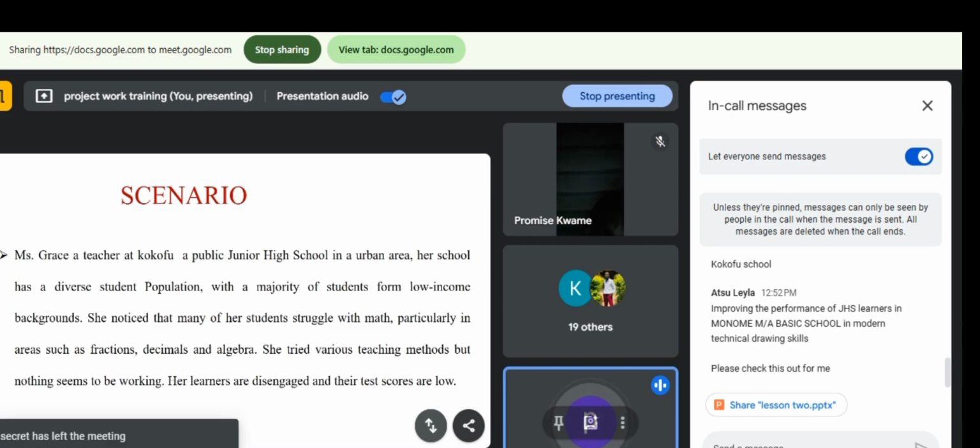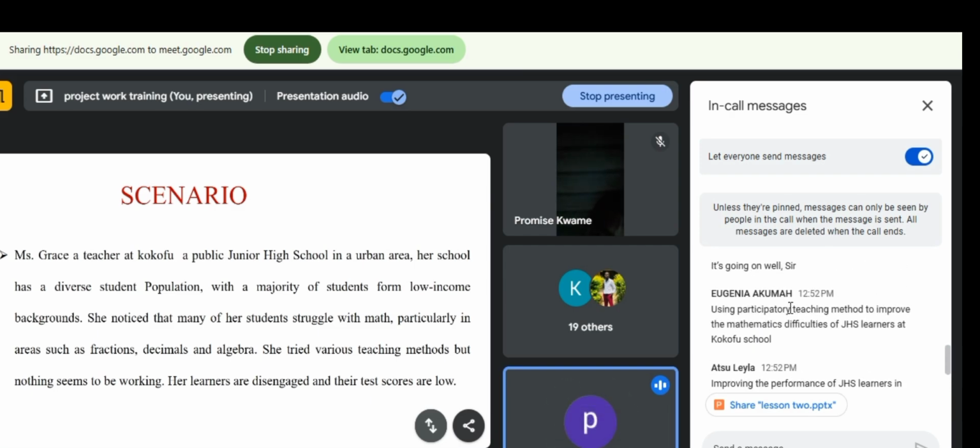All right. Eugenia is saying using participatory teaching method to improve the mathematics difficulties of JHS learners at Kokofu schools. Wow, wow, wow. A thumbs up, a thumbs up, a thumbs up. You have really done well. Yes, I love the enthusiasm and the good work.